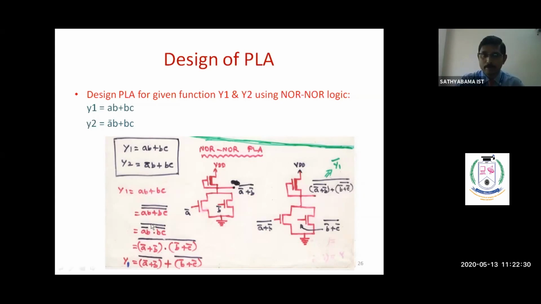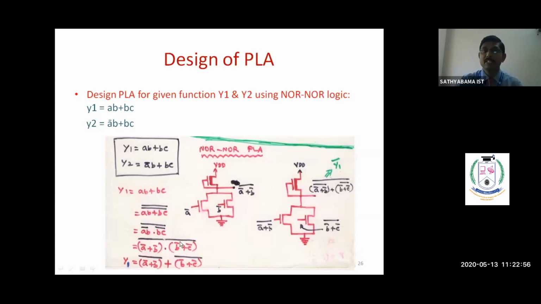So here we break this line and change this sign. Here it is an addition function, so we change it to multiplication, and at the time of breaking this line, we get AB bar into BC bar, the whole bar. Again, we apply De Morgan's law for this AB bar, so we get A bar plus B bar. Similarly, for this we get B bar plus C bar, the whole bar.